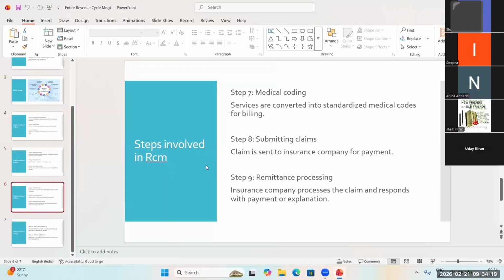I mean, here in healthcare, we are not able to tell the disease name and the treatment we provided. Why? Because it's against the HIPAA rules and the CMS guidelines.